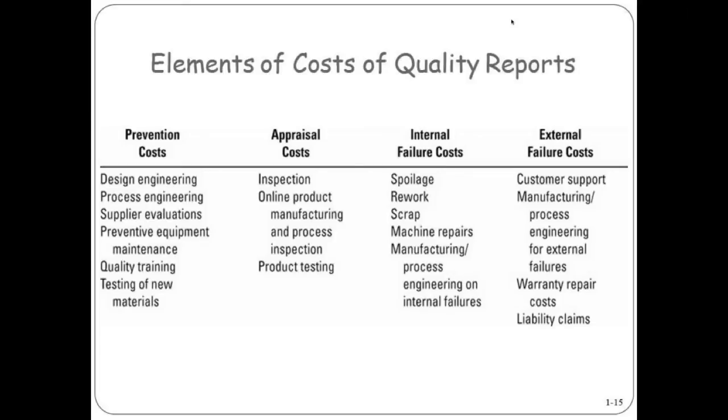Internal failure costs are spoiled product, reworked product, or scrapped product, and any repairs that you have to do because you did inadequate preventative work. And of course, external failure, the worst kind: higher support costs, warranty costs, and worst case scenario, lawsuits.